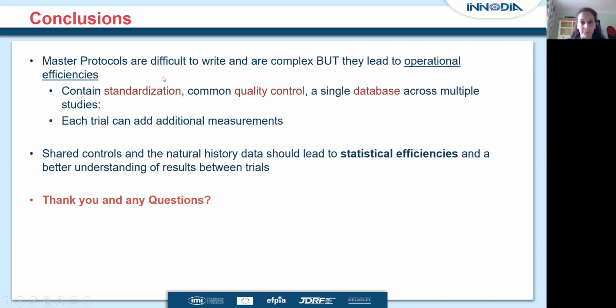Thank you. Thank you, Charlotte, for a very detailed explanation of the complicated world that is type 1 diabetes and INNODIA. So as Charlotte said, Phil's up next, and he's going to be talking about biomarker-driven designs. And whenever you're ready, Phil, share your screen.